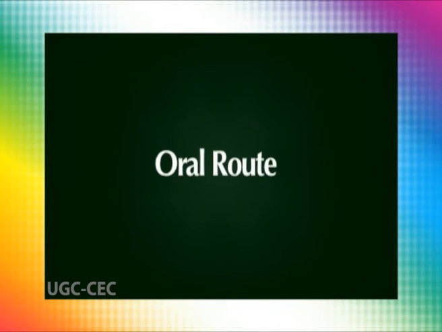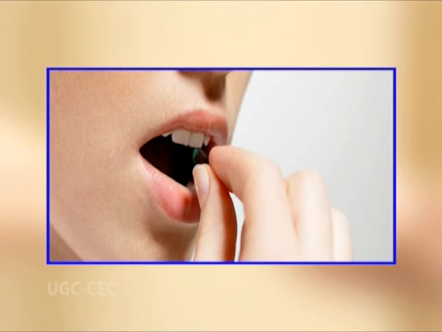In oral route, the drug is placed in the mouth and swallowed, and absorption takes place along the whole length of the gastrointestinal tract. But drug administration through oral route is sometimes inefficient because only part of the drug may be absorbed and destruction of the drug occurs by gastric acid and digestive juices.